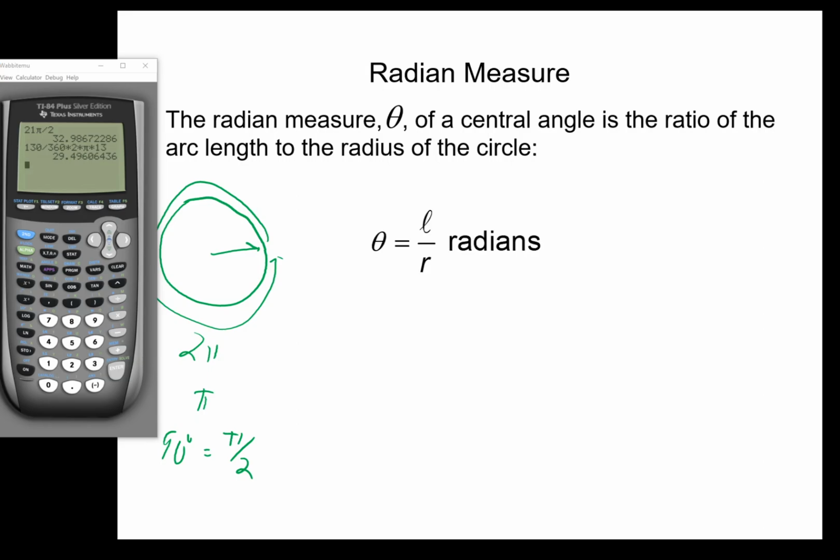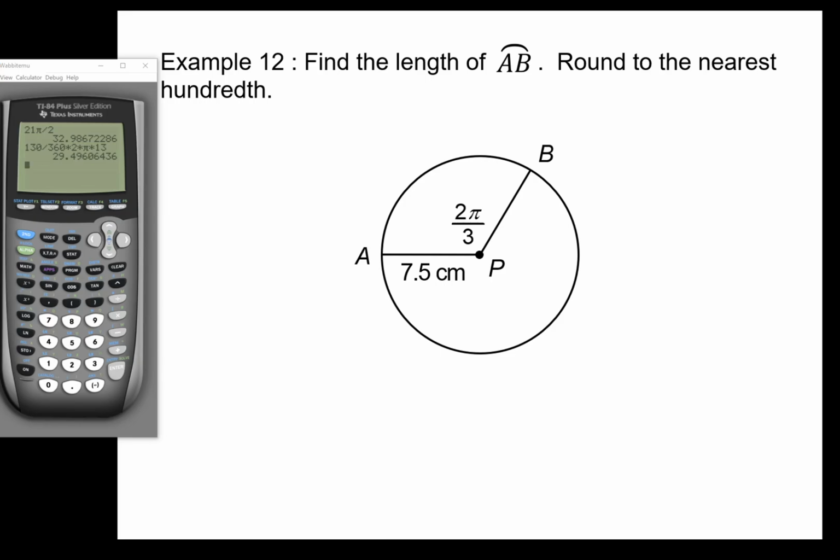Now, here's the actual formula for it. Theta, which is the radian value, is equal to the arc length L divided by the radius of the circle. So it's making a ratio of the distance we traveled around the circle to the radius. So theta equals L over R. And remember that L has its own formula, which is x over 360 times 2 times pi times r, and that x is in degrees.